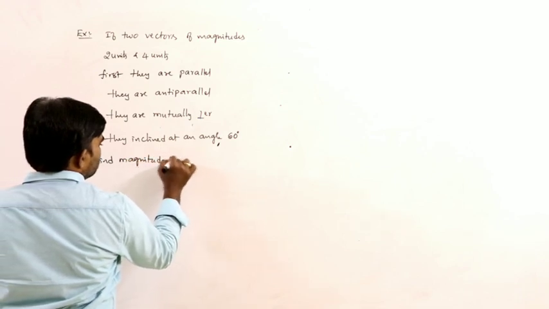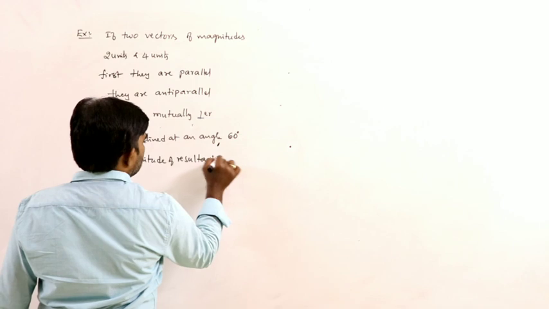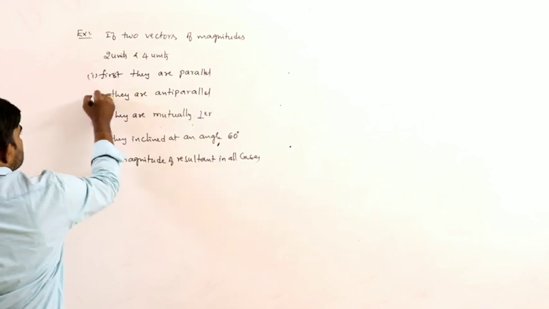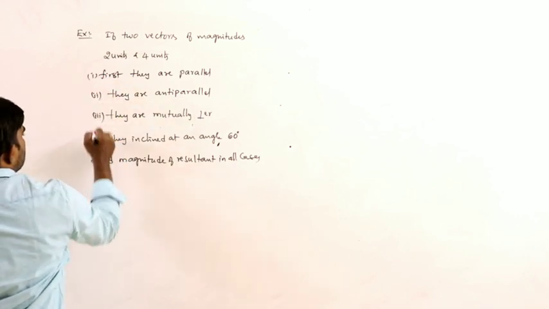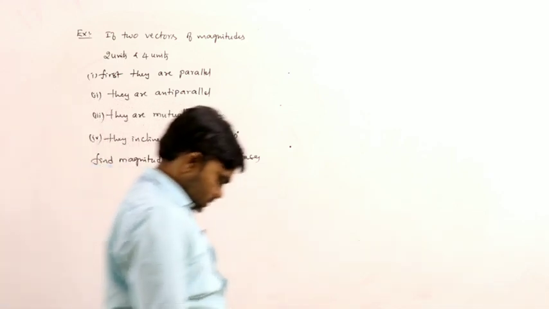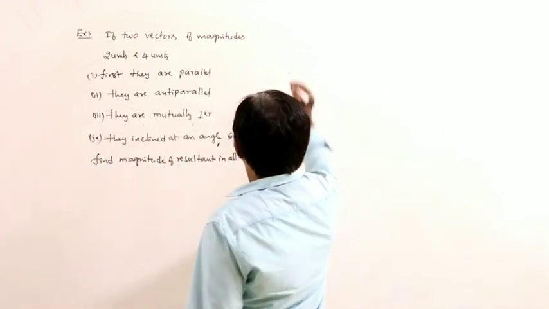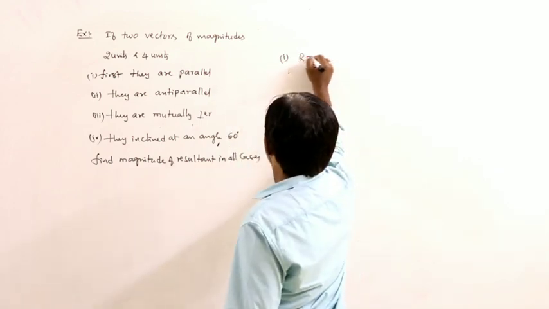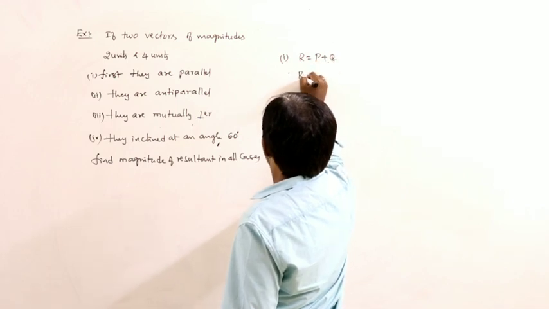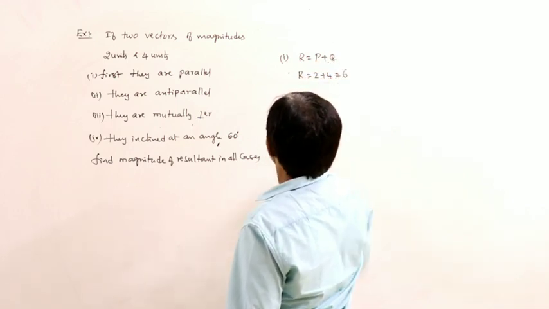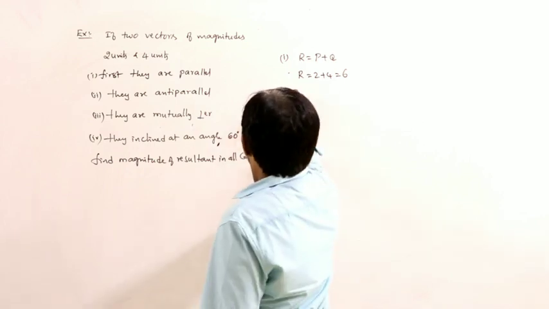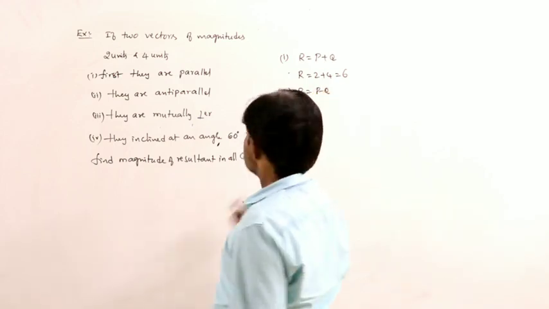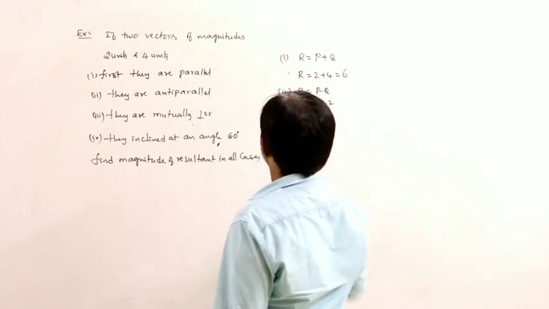Find the magnitude of the resultant in all cases. First case, when they are parallel. If two vectors are parallel to each other, what is the resultant formula? P plus Q. So R is equal to 2 plus 4, which equals 6. Second, if they are anti-parallel, R is equal to P minus Q or Q minus P. Let us consider 4 minus 2, which is 2.